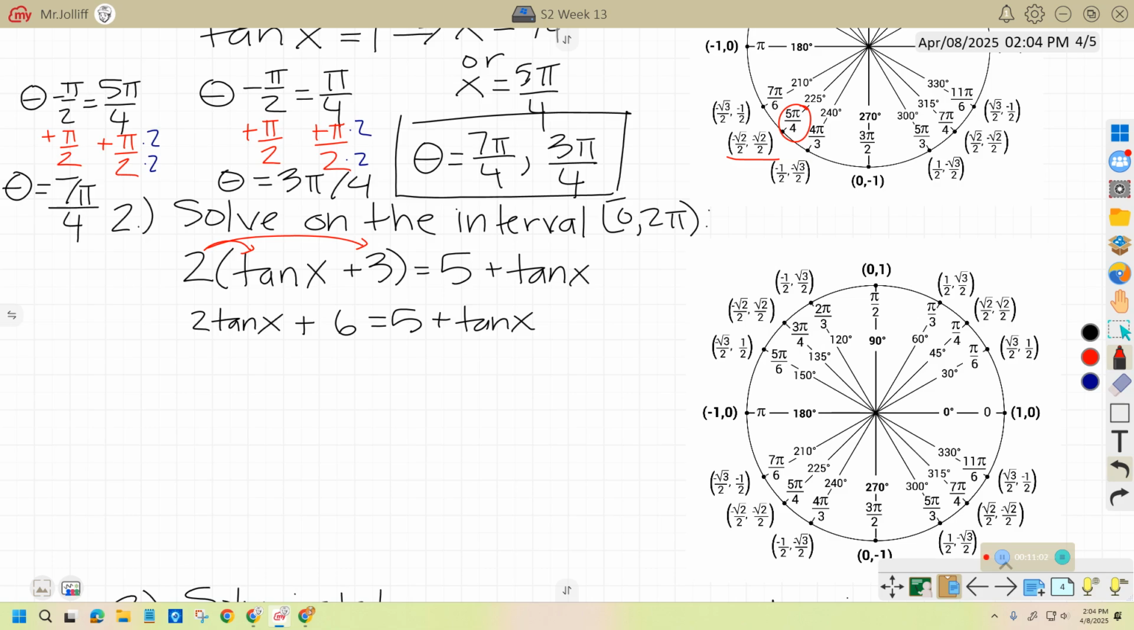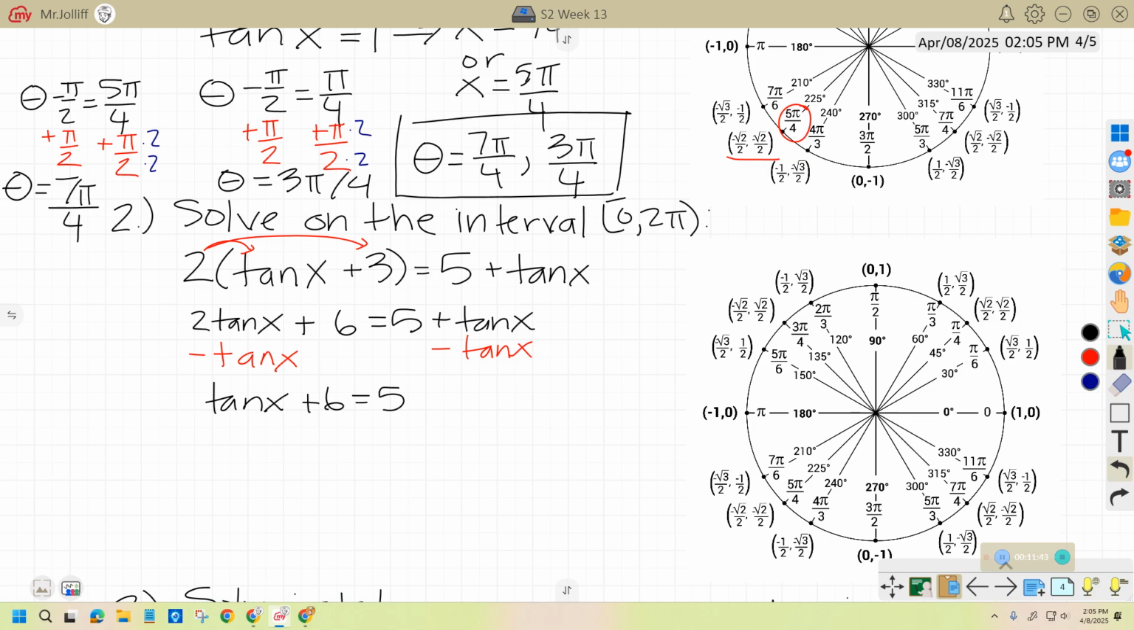What was that, Alexis? Subtract. Yeah, he's being added. Let's subtract him. Minus tan x, minus tan x. On the left, I have 2 tan x minus 1 tan x, which leaves me with 1 tan x. So tan x plus 6 equals, on the other side, I had 5, and then plus tan minus tan is just 5. So far, so good.